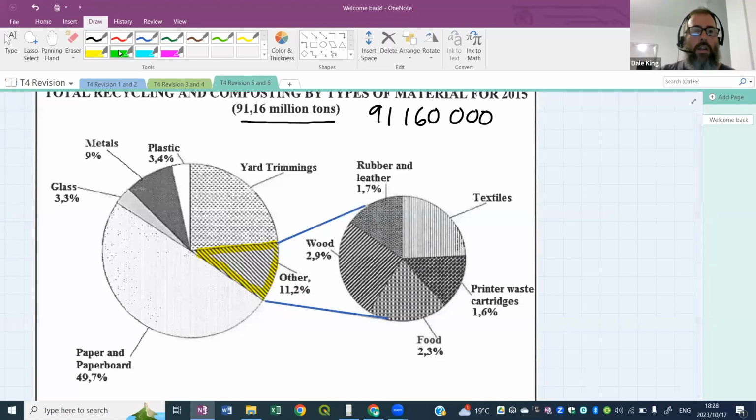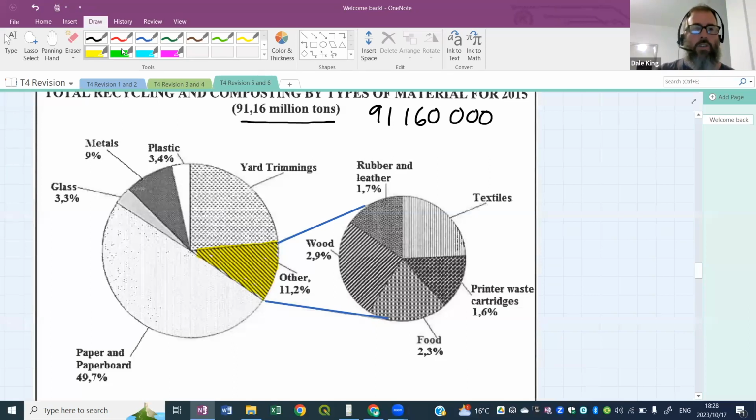So what that means is this yellow sector, or piece of the pie, can be represented by the pie on the right-hand side. That yellow piece is made up of lots of little other things, which include rubber and leather, textiles, printer waste, cartridges, food, and wood. They just haven't been written into the main pie. They've been shown in another little separate pie, but this pie on the right-hand side belongs to the yellow sector there. I hope you guys can see that and understand that.